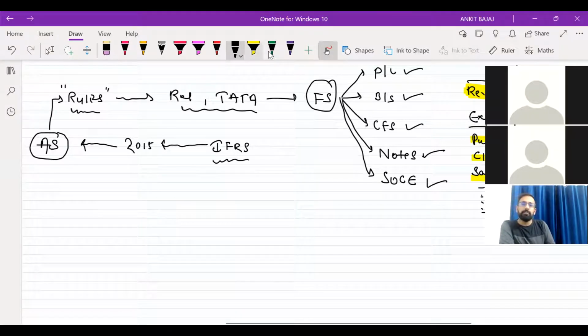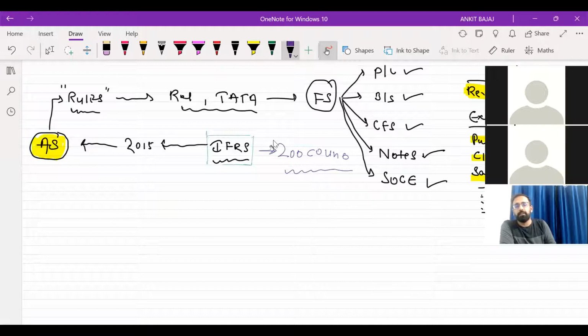So before 2015, all companies were following accounting standards in India. There was a set of rules made by accounting bodies, and all companies were following them. And if I talk about IFRS, across the globe, more than 200 countries are following IFRS, International Financial Reporting Standards. So what India decided in the year 2015 is that it will be adopting IFRS in India.